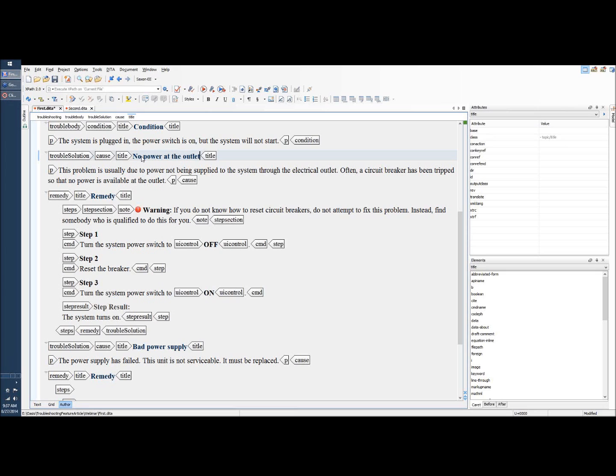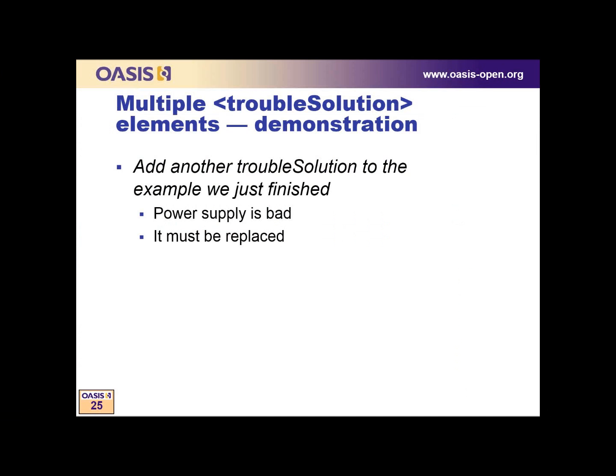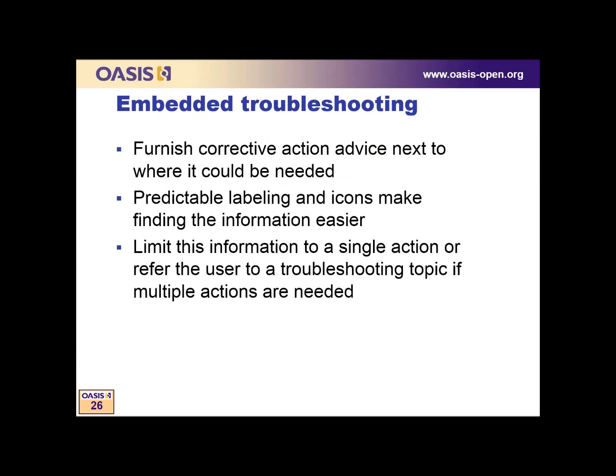So that's pretty much it for the troubleshooting topic. As you can see, using multiple trouble solutions is quite easy. The only key there is to really make sure that your cause titles help the user discriminate between different causes at a glance.